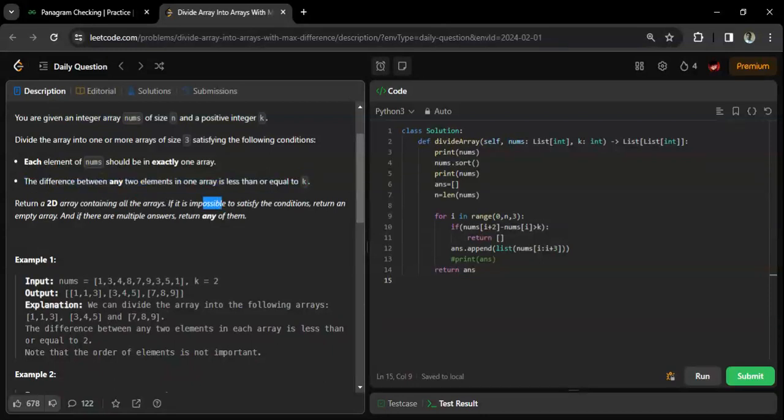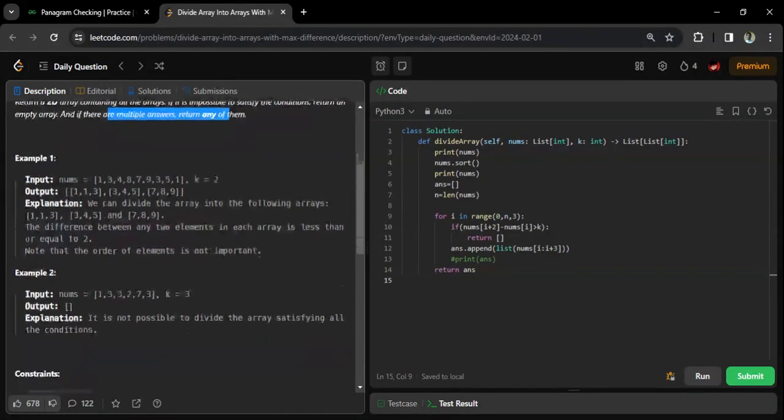If it is impossible to satisfy the conditions, return an empty array. If there are multiple answers, return any of them. So yeah, this is it.